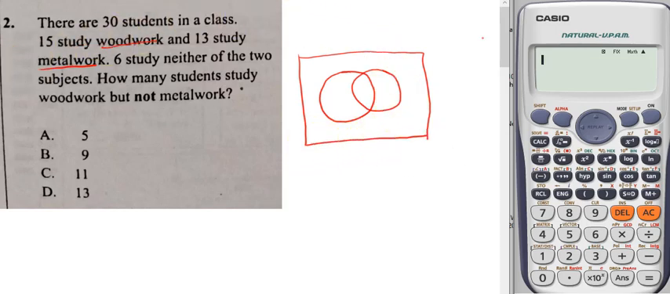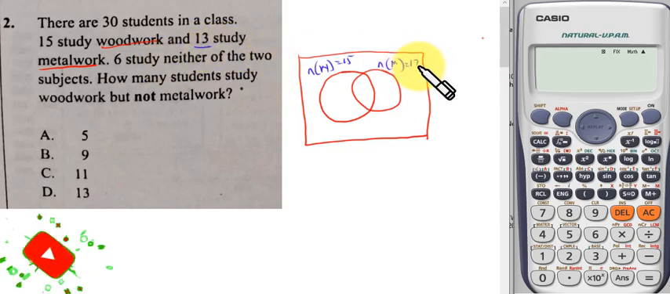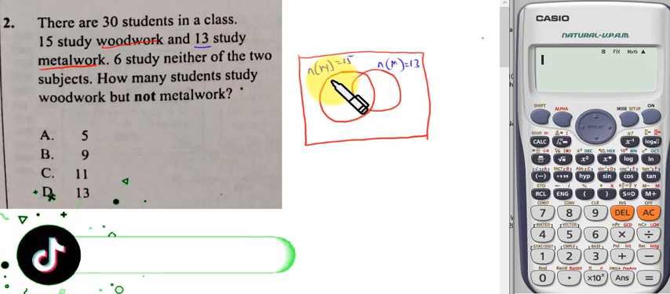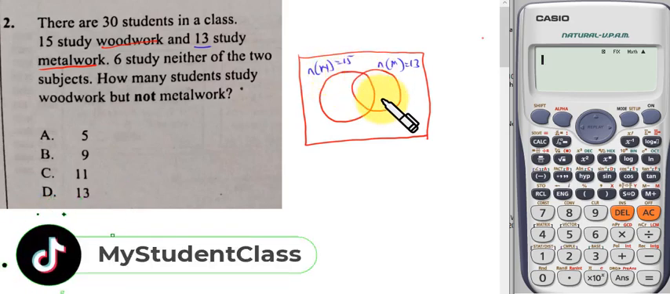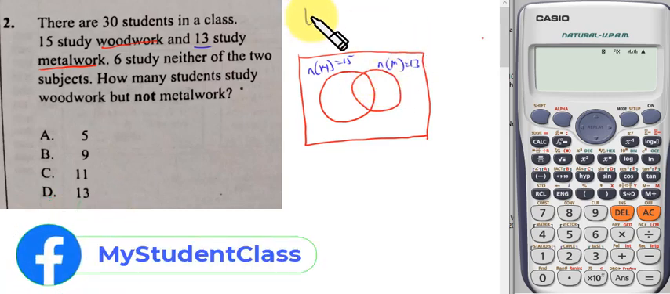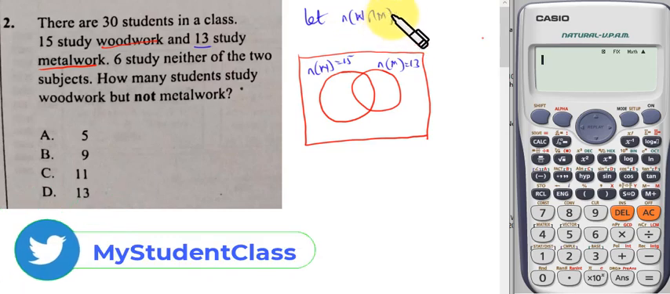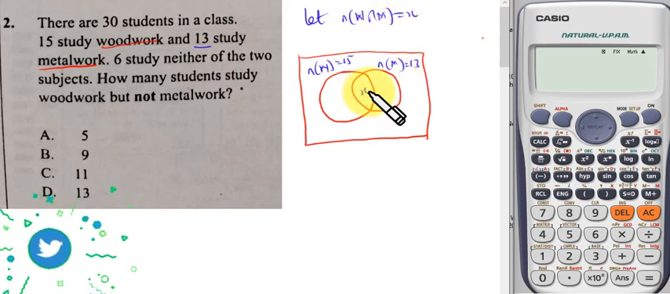And let me label these circles. The first one is going to be woodwork. So the number of elements in woodwork equals, I'm told that 15 study woodwork, so that is going to be 15. And the number of elements in metalwork, I'm told that 13 study metalwork, so that's going to be here. I'm not given the intersection, that is the number of students who study both woodwork and metalwork. So let the number of students who study woodwork and metalwork be equal to x, so that means I'll have x here.